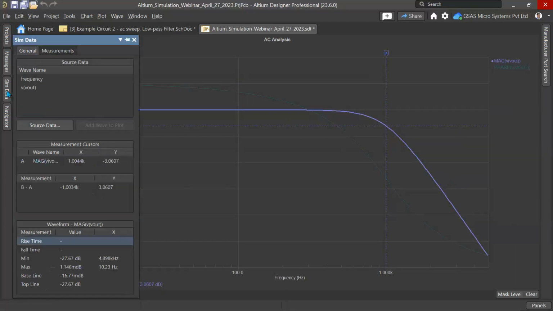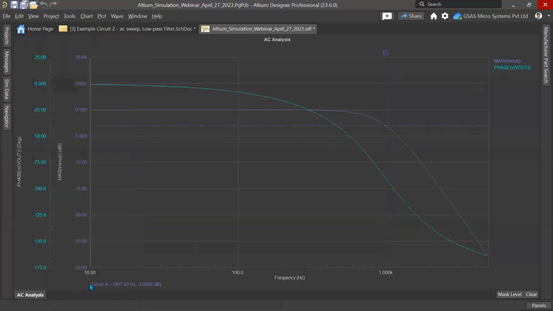If you go to SIM data, if you mention -3 dB, this is where our cursor is, and we are getting a cutoff frequency of around 997 hertz, which is acceptable. Yes, that means this circuit is also satisfying my requirement.